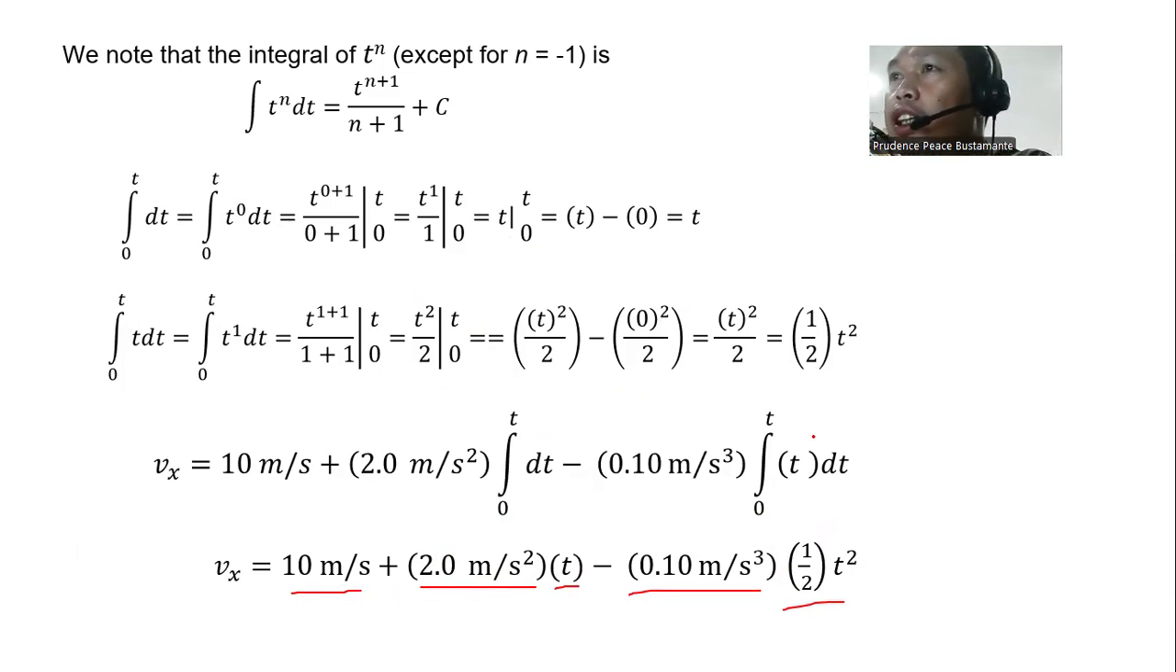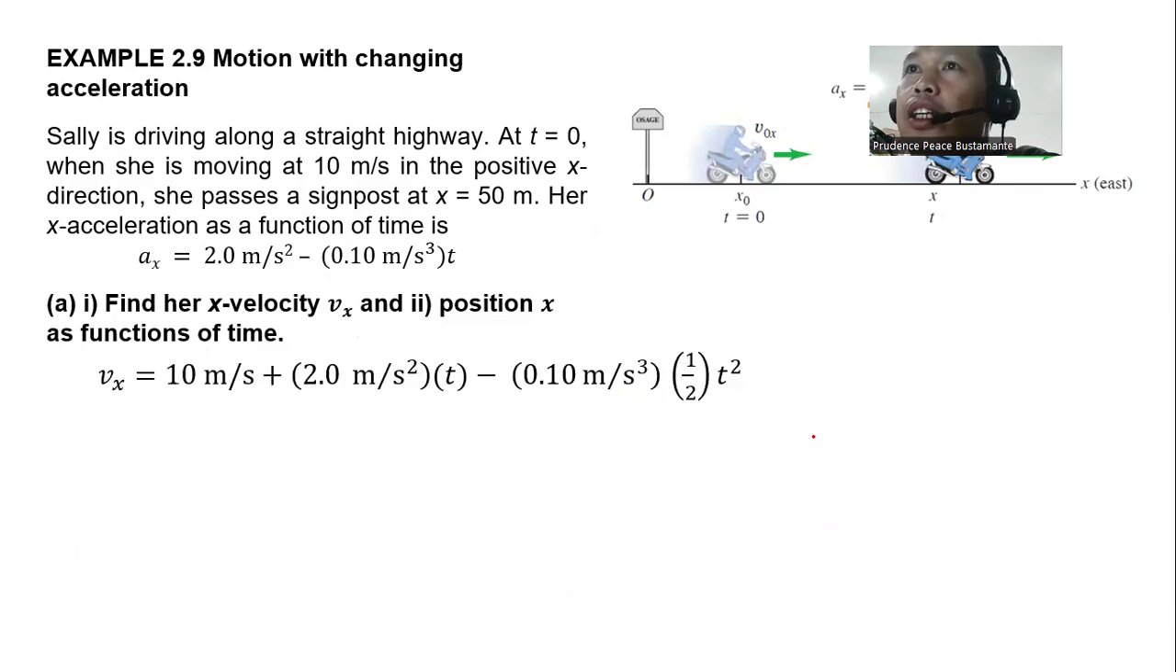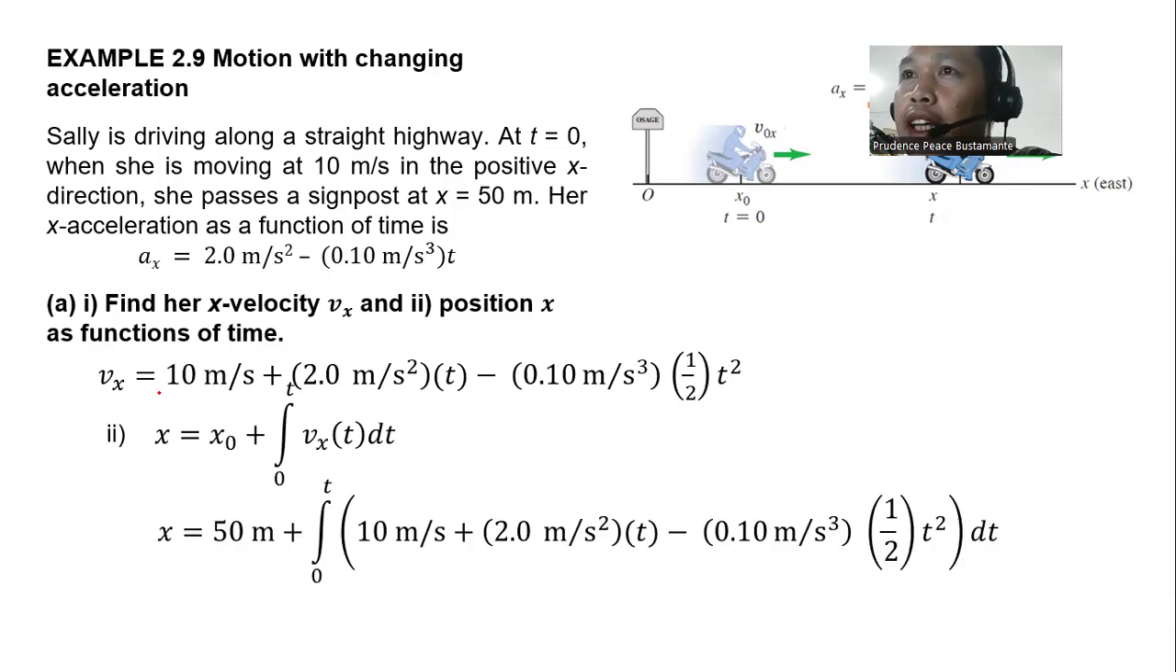If you wish to find the velocity at any time t, you just use this function. How about the position? To get the position, you just use this formula here. So we already have the function of velocity with respect to time. Then if you plug in, you have your initial 50 meters, and this whole term here is just the v of t.